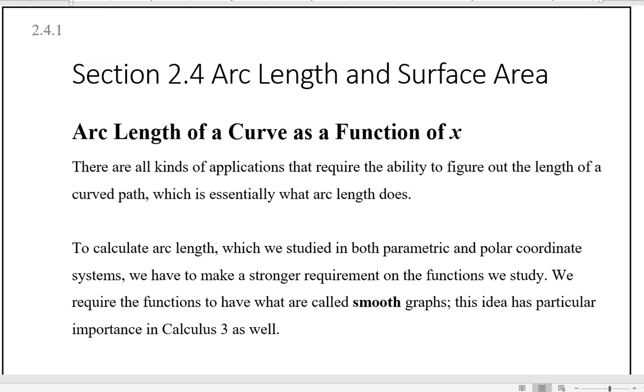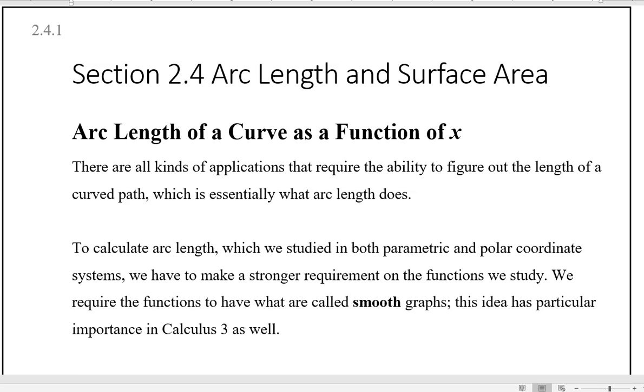In this video, we're going to be discussing arc length of a curve. We'll discuss arc length both as a function of x and as a function of y. There are all kinds of applications in Calculus 2, 3, and engineering where the ability to figure out how long a curved path is important. This is essentially what arc length is. It's the length of a curved path.